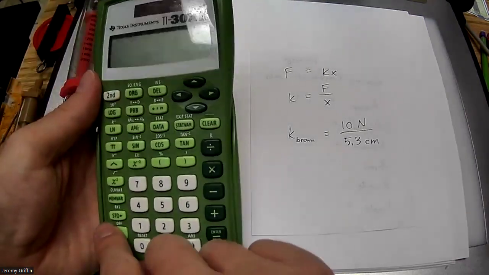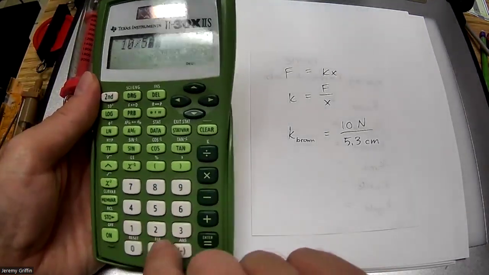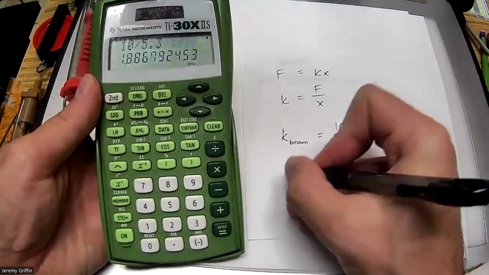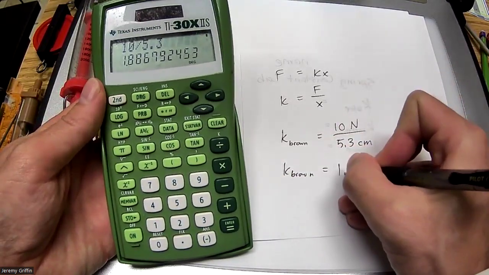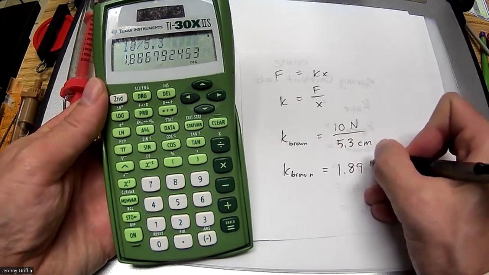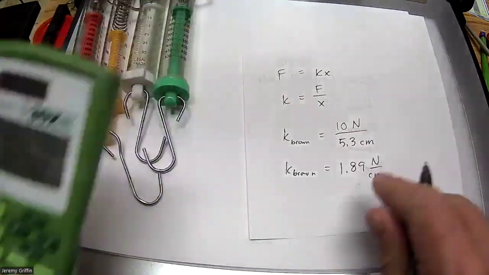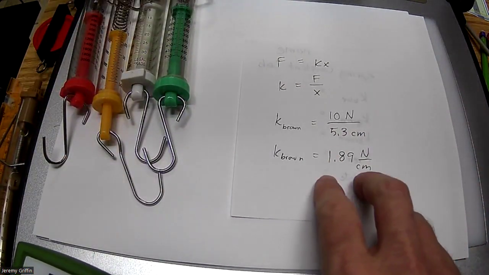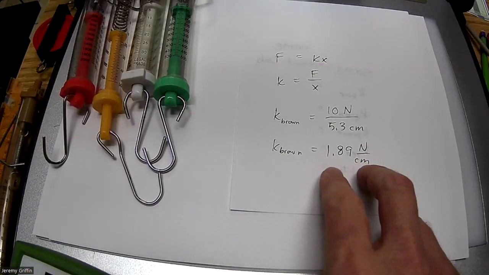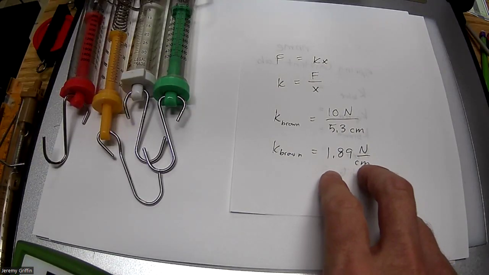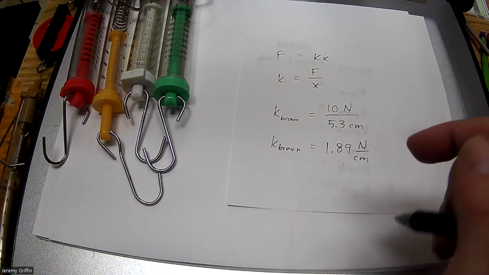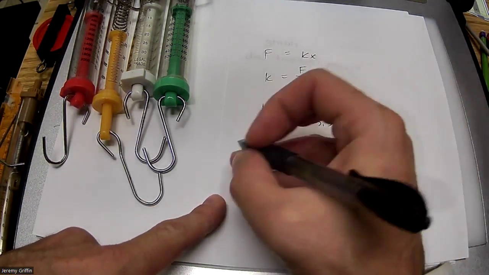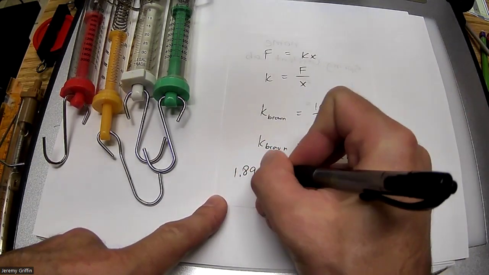So divide that out, see what I get. 10 divided by 5.3. Okay. That's K brown equals 1.89 newtons per centimeter. It's one way to do it. Right. Now, more often, guys, what do you think is a more common unit to see? Instead of newton per centimeter, think newton per meter. It's probably kind of common. Right. Let's put this in newton per meter. So I got 1.89 newton per centimeter.